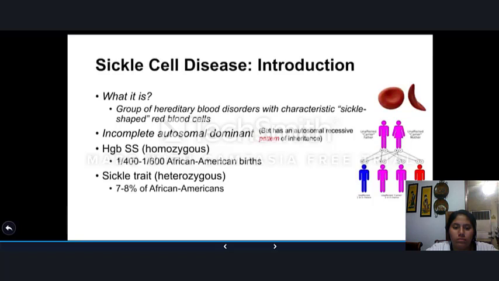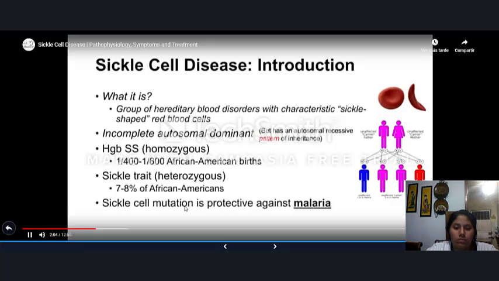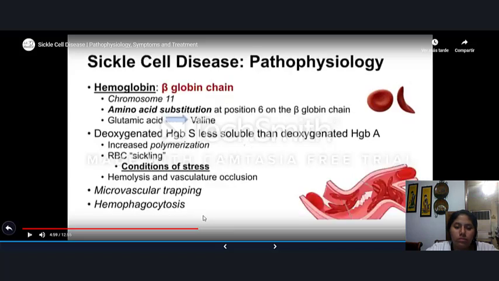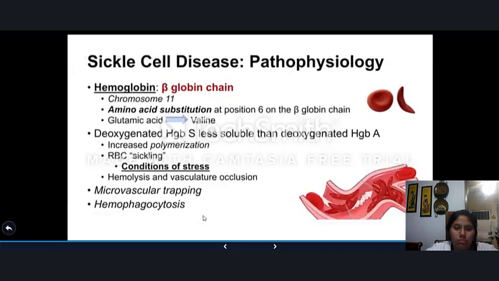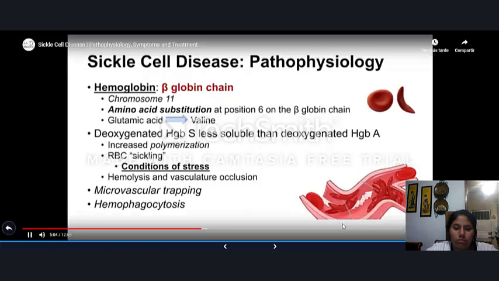And individuals with the sickle trait, or heterozygous individuals, about 7 to 8% of African Americans have sickle trait. Now, the sickle cell mutation appears to be protective against malaria, so that's the reason cells coming in, and they will be essentially cleaning up a lot of these red blood cells, a lot of these sickle.